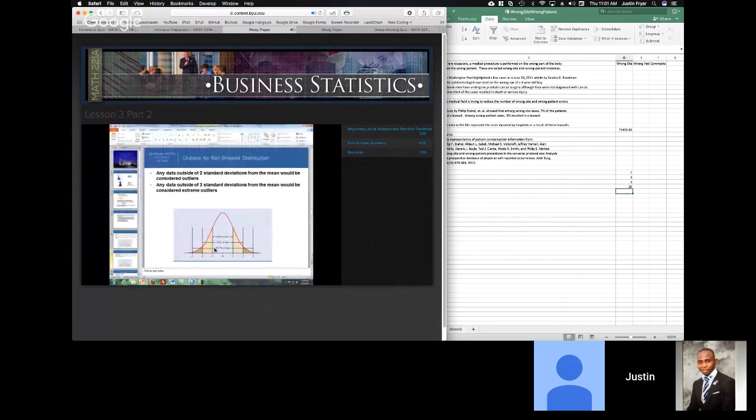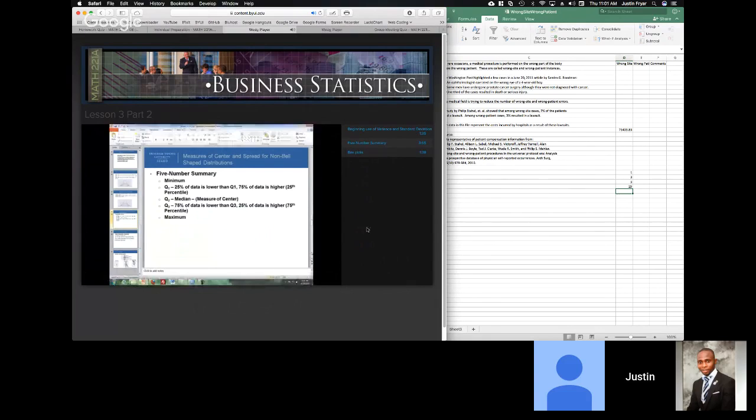Conversely, if we know the percentage, the bulk of the data where it falls within, then we can say that any data outside of 2 standard deviations from the mean would be considered an outlier, and any data outside of 3 standard deviations from the mean would be considered an extreme outlier. Okay. So now what I talk about is the 5-number summary.